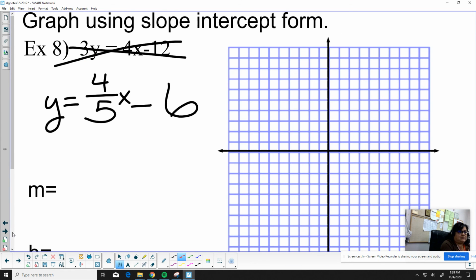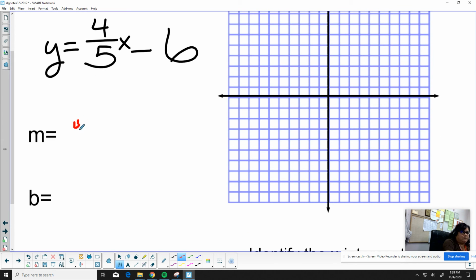All right, let's try this one. You press pause and try number 8. So you've got your m and your b. Let's put it on the graph and see where it ends up. All right, so my m is 4 over 5 and my b is negative 6. 1, 2, 3, 4, 5, 6. Okay, and this is a positive 4, so I'm going up 4 and right 5. So here we go. 1, 2, 3, 4. 1, 2, 3, 4, 5. There's my first point after the initial. 1, 2, 3, 4. 1, 2, 3, 4, 5. There's my second point. And there's my line.